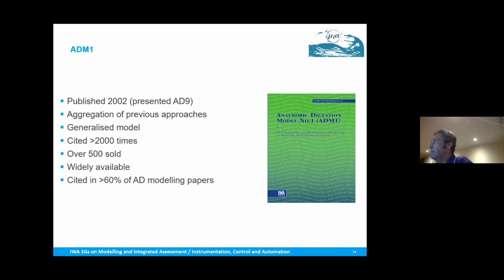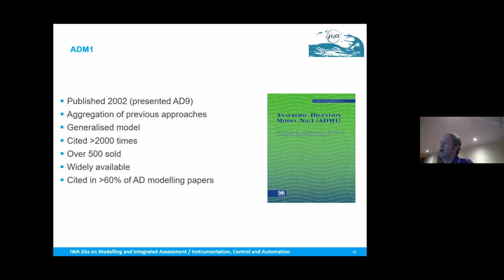We worked on it for a bit over a year. We had a workshop in Switzerland, which was organized by Hans-Rudi Siegrist, and we put together this model. It was then very, very successful. It was presented in 2002 at AD9 in Belgium, and it had very little that's new, and most of what was new was not very good. I'll talk about the model structure soon, but the best stuff was the stuff we took from all the models that had been done previously.